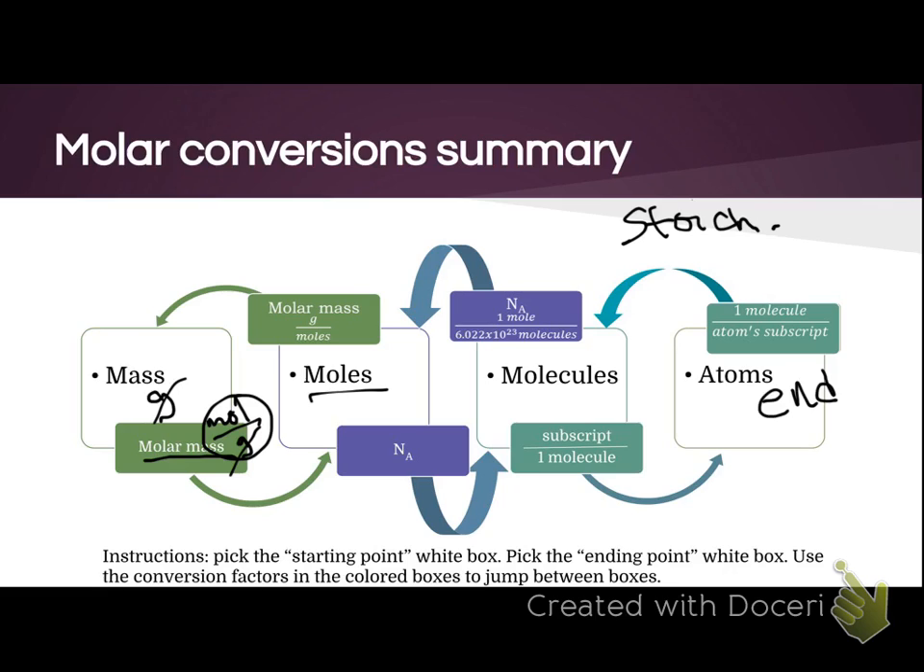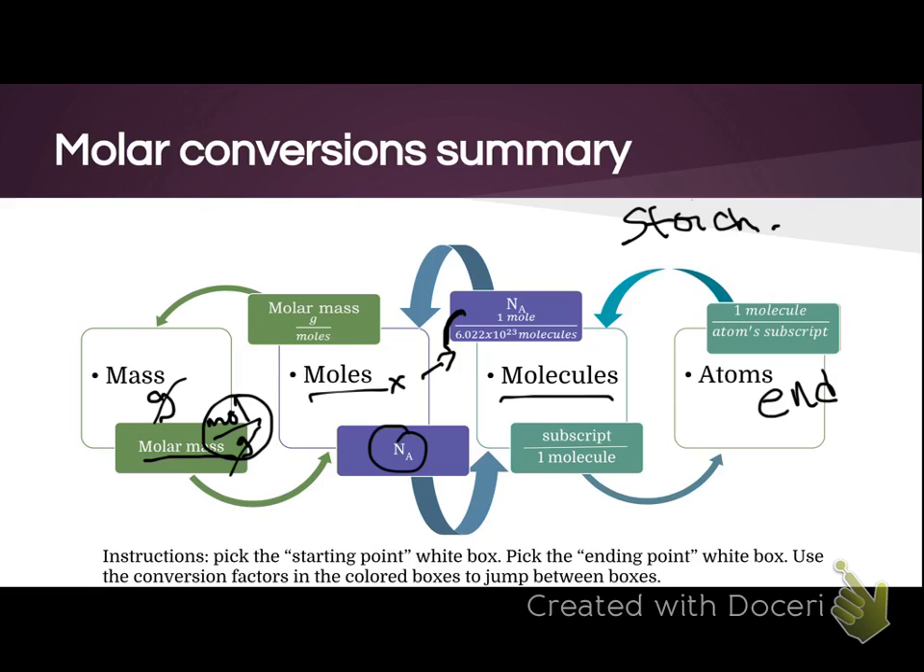From there, I can use Avogadro's number, which is spelled out right up here. But it's pretty much this value flipped over. So you're going to multiply the number of moles by 6.022 times 10 to the 23 molecules per mole. That cancels the moles and gets you into terms of molecules. So now we're in the third box.